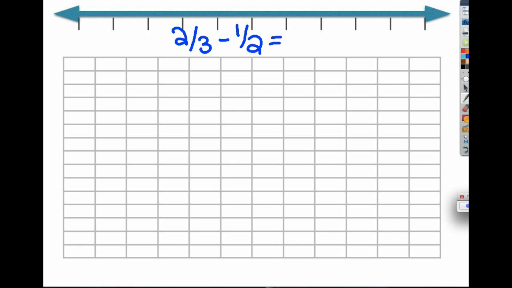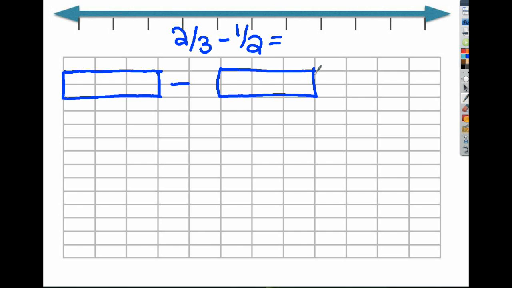Okay, as I was walking around, I think pretty much every single person had it except maybe a couple. So let's go over this. 2/3, so we're going to go over how many boxes? 3 boxes and down 2. Minus, we're going to do the same exact, 3 boxes over and 2 down. Then we're going to divide this into thirds, divide this one in half.